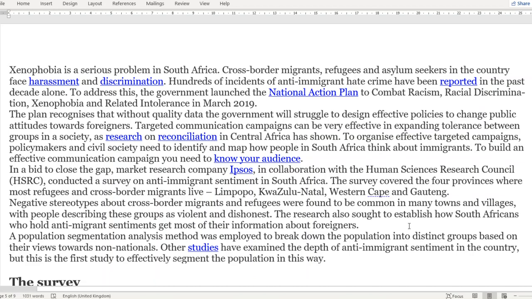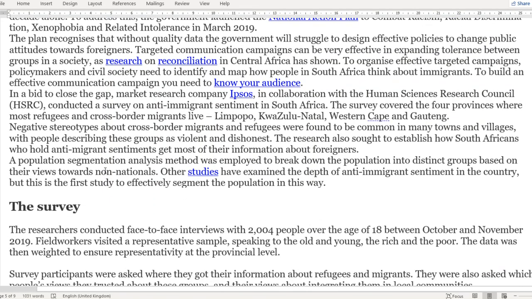The research also sought to establish how South Africans who hold anti-migrant sentiments get most of their information about foreigners. A population segmentation analysis method was employed to break down the population into distinct groups based on their views towards non-nationals. Other studies have explained the depth of anti-immigrant sentiment in the country, but this is the first study to effectively segment the population in this way.